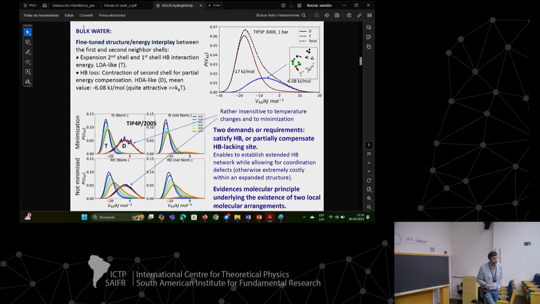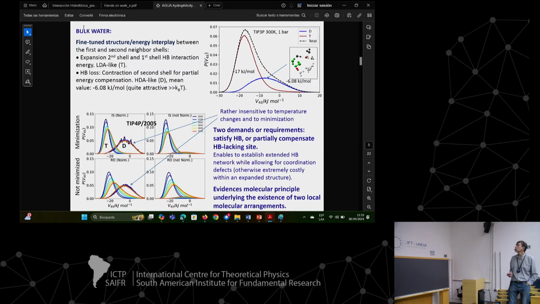This is what we got for bulk water. And you see that basically we have a bimodal distribution where the first peak basically coincides with the linear hydrogen bond. And here we have another broader peak, which is related to molecules who have lost one of their interactions.